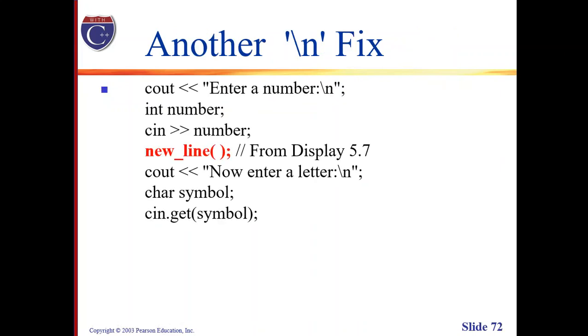And we have another fix. For example, if we can't avoid using the get function, then we can simply use a function such as the one that we have in example 5.7, in which we get rid of the new line character and we still have the same result as we have seen in the previous slide. So that's another way that we can get rid of the new line character and correctly receive the input from our user.